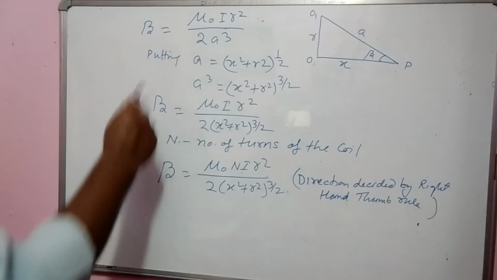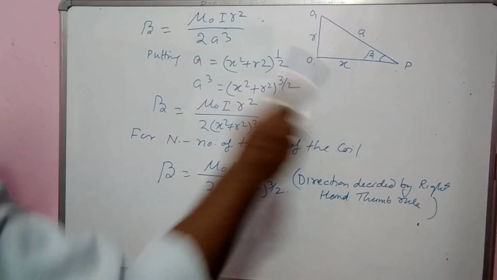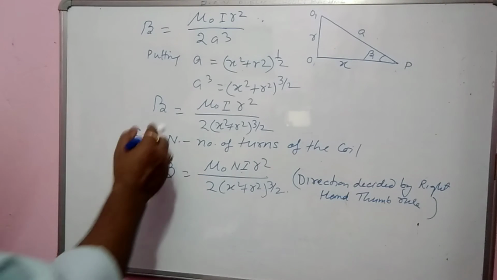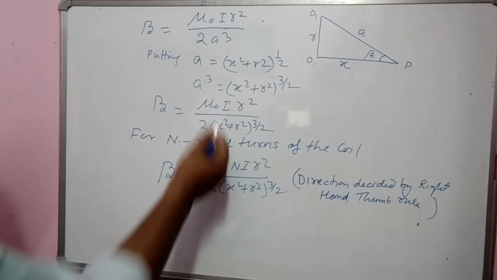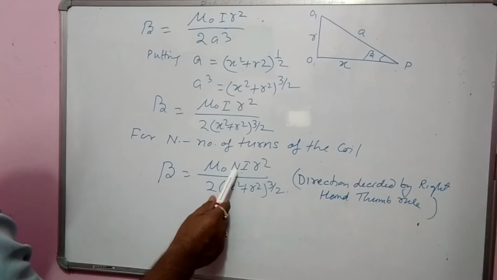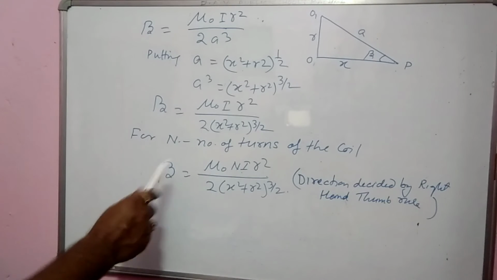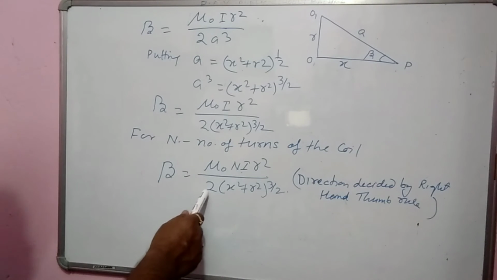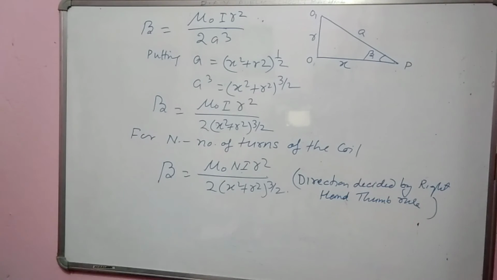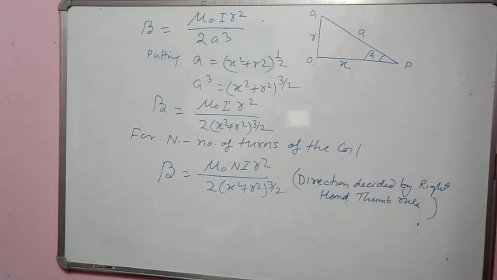This is for one turn. Now if there are n turns in the coil, then what will happen? The magnetic field will become n times that of a single turn, so simply you have to multiply by n. So finally, for n turns of the coil, the magnetic field intensity on the axis of the circular coil carrying current I will be given by this expression, and the direction of the magnetic field will be decided by the right hand thumb rule.